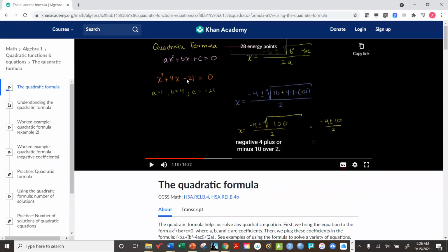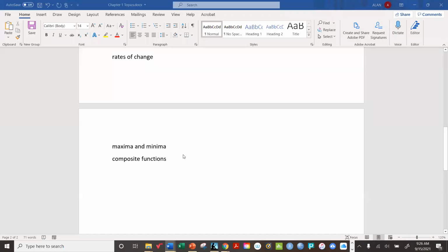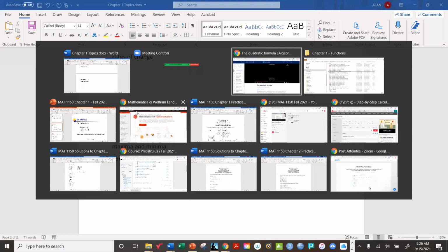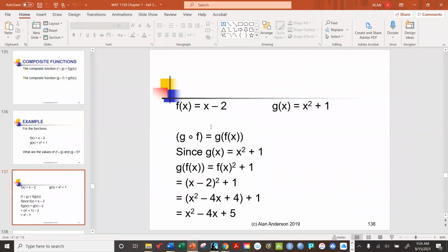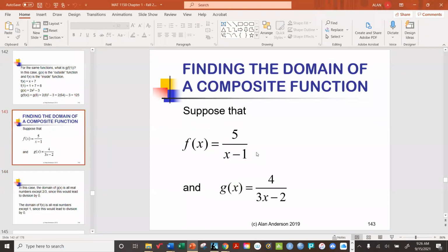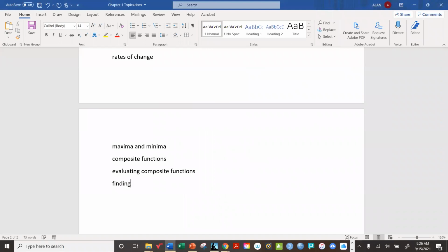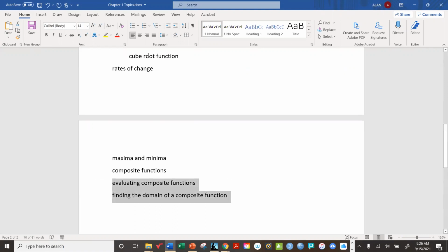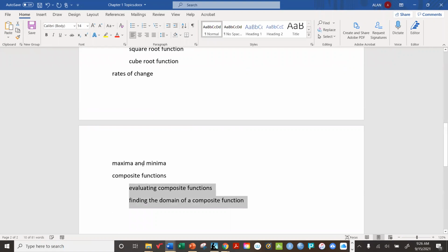So, all right. Anyway, let me finish this list real fast. I think that might have been it. Composite functions. Oh, evaluating composite. All right, I'll add that as a separate topic. And what else? Finding, okay. I'll tell you what I'm going to do here. I'm going to turn those into sub headers, because that's what they are. Okay.